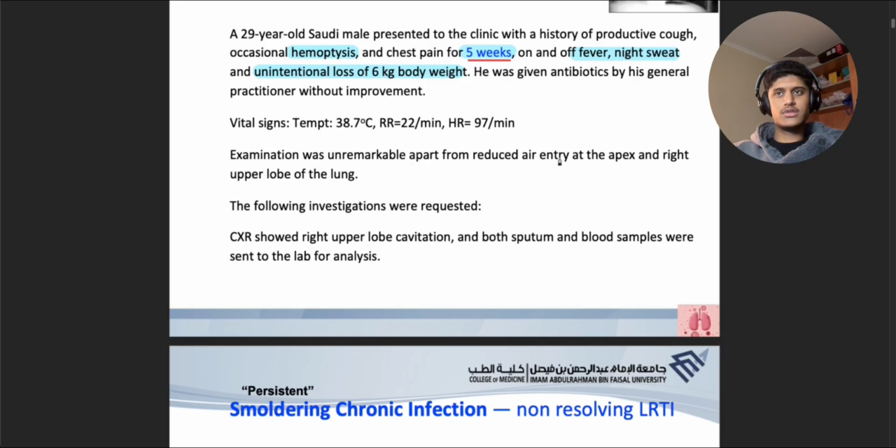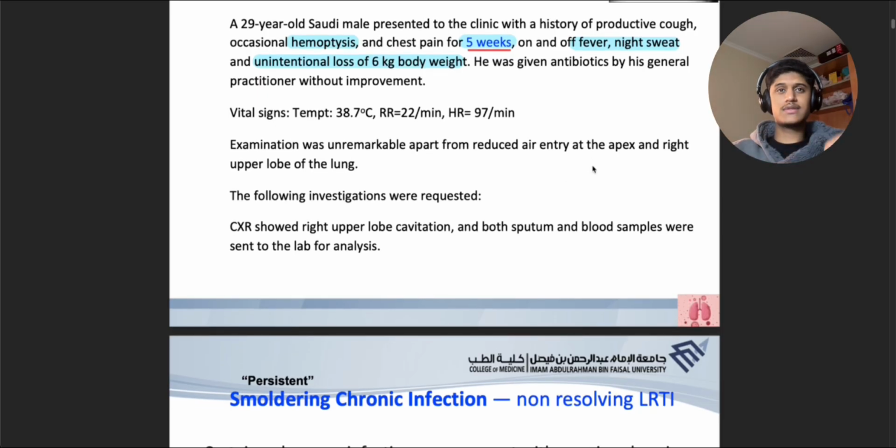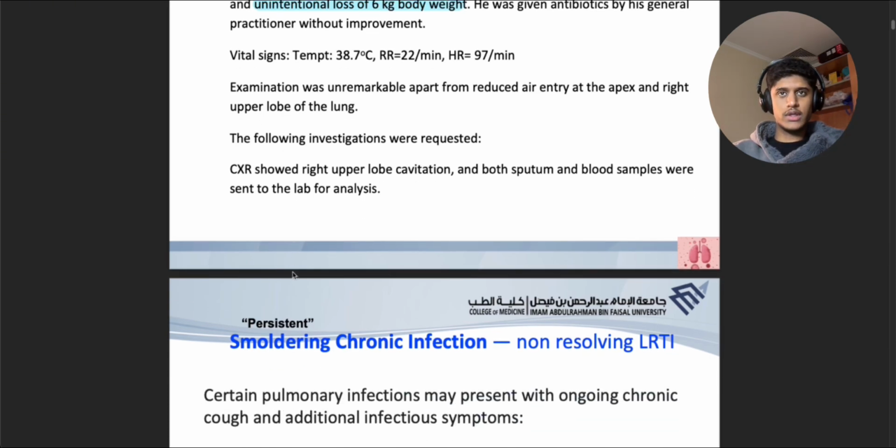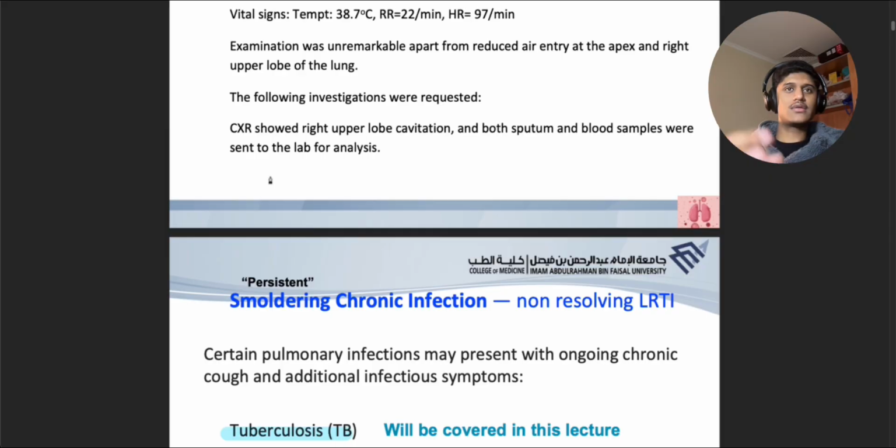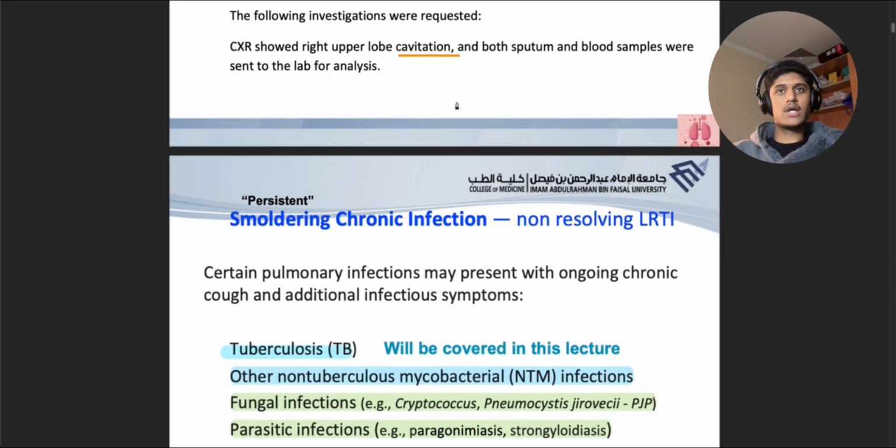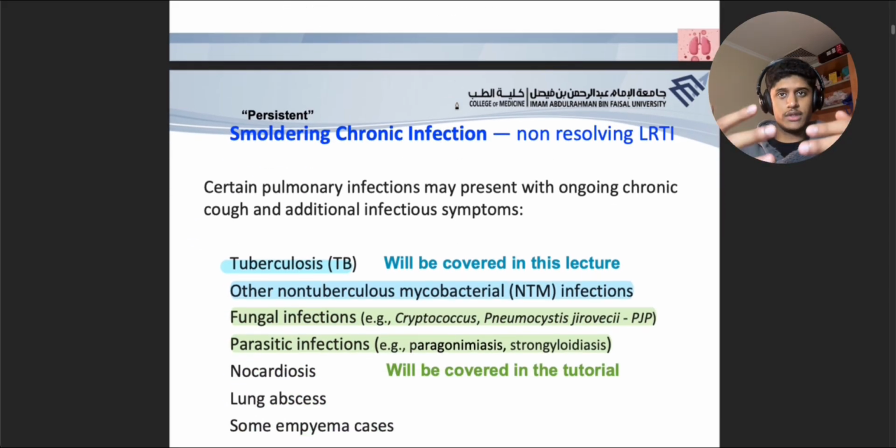And the examination showed reduced air entry at the apex, at the right upper lobe of the lung. The chest x-ray showed right upper lobe cavitation, and both sputum and blood samples were sent to the lab for further analysis, which we'll be talking about further in this lecture.